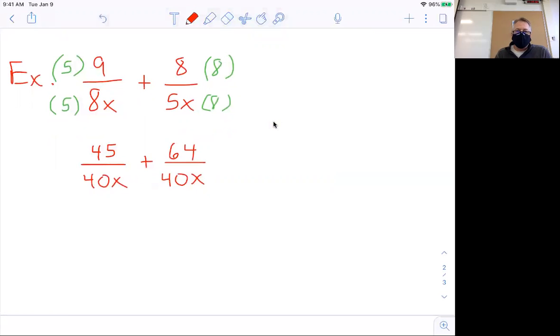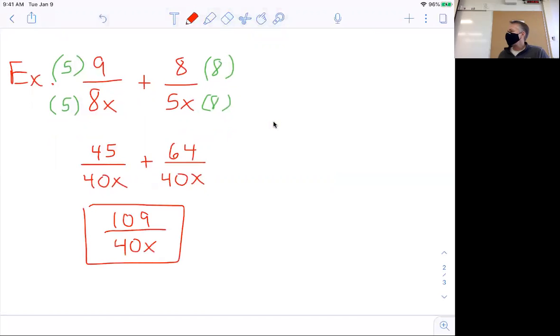And so once we have the common denominator, then we just add across the top. So that's going to be 109 over 40x. And we would look to reduce that, but this one doesn't reduce.